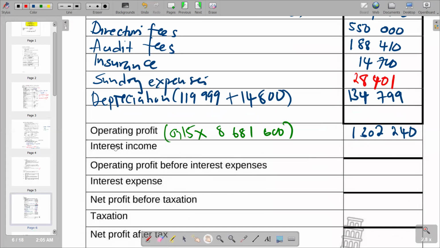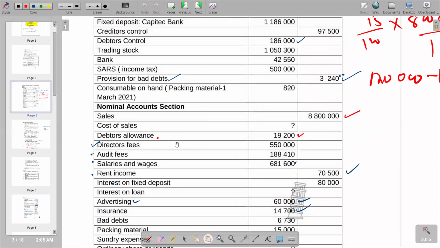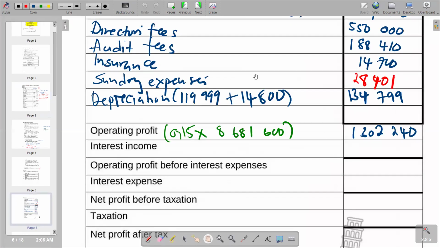Then from there, the next figure that we have is interest income. But interest income, we have it in the list of balances, whereby we are being told that interest on fixed deposit is 80,000. This is our interest income, which is our 80,000. So we can now adjust for our interest income, which is 80,000. So we come here, interest income, and we put our 80,000.